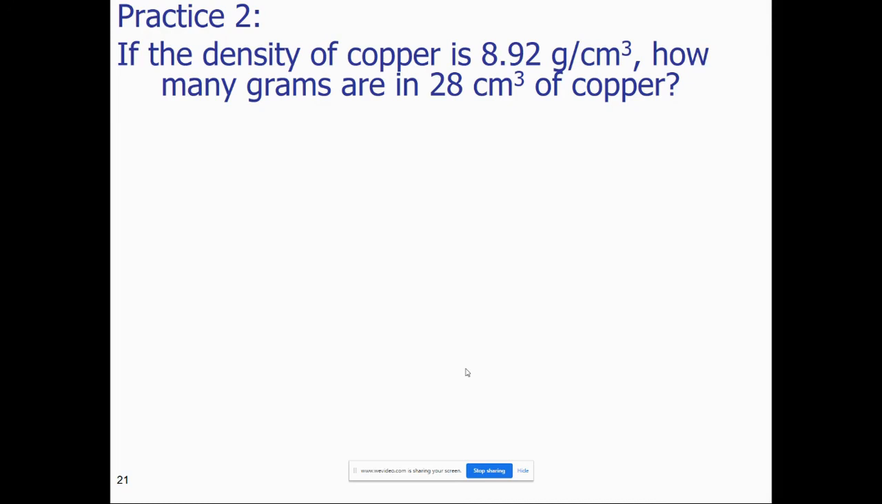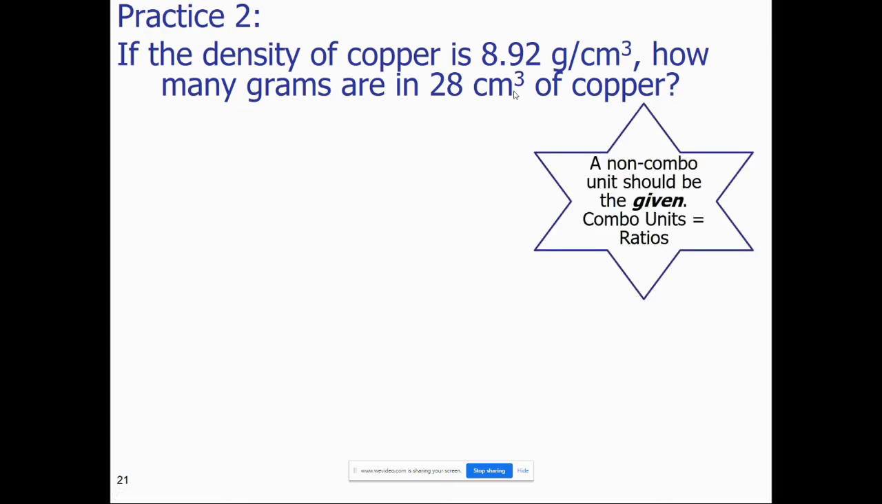If the density of copper is 8.92 grams per centimeter cubed, oh, look, you have a fraction right there. That's not your given. Remember, given doesn't have anything underneath. If the density of copper is 8.92 grams per centimeter cubed, how many grams, that is what you want, are in 28 centimeters cubed of copper?